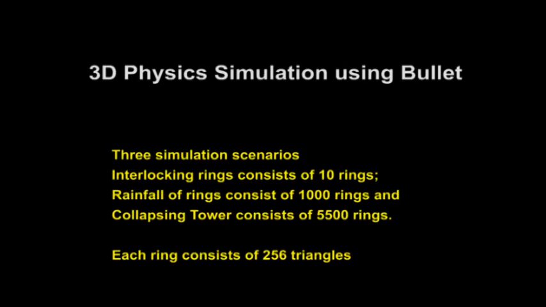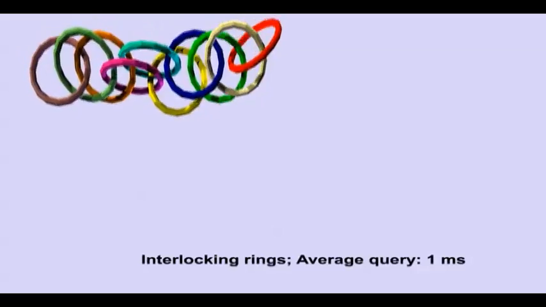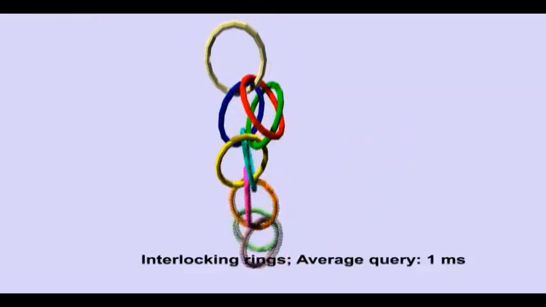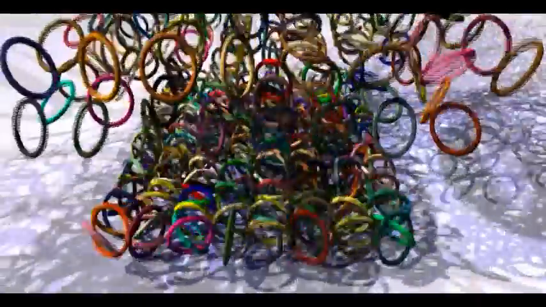We've also incorporated our algorithm in the Bullet physics engine to use with 3D rigid models. Here we show the collisions between 10 interlocking rings in this chain. The PD query takes less than 1 millisecond for each pair of overlapping rings.